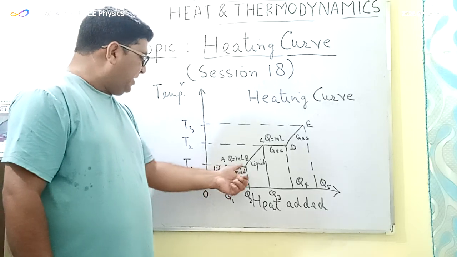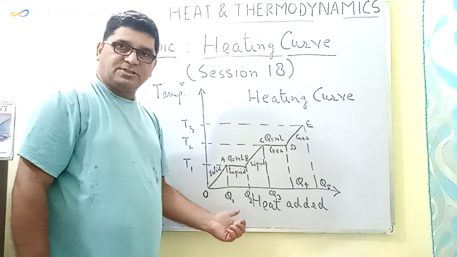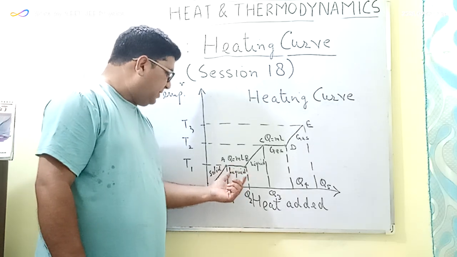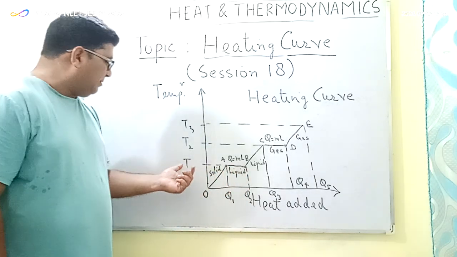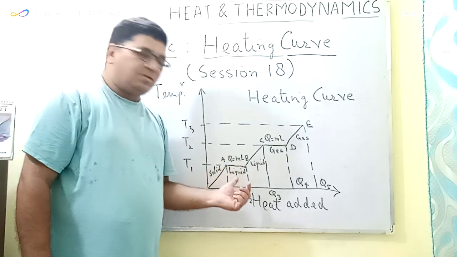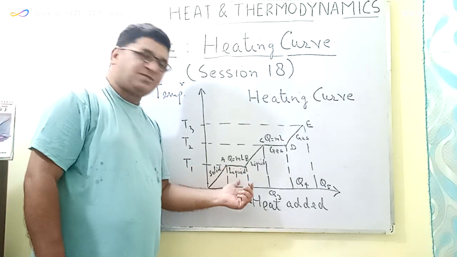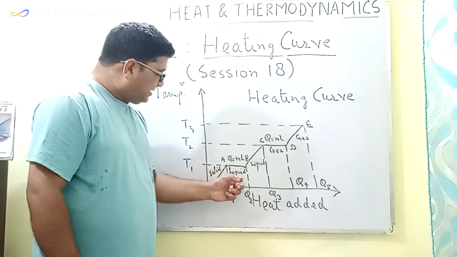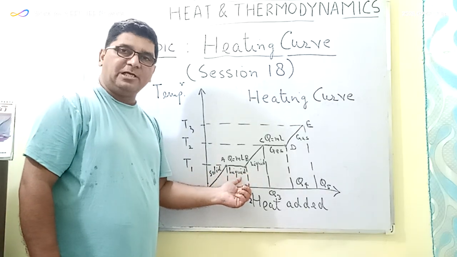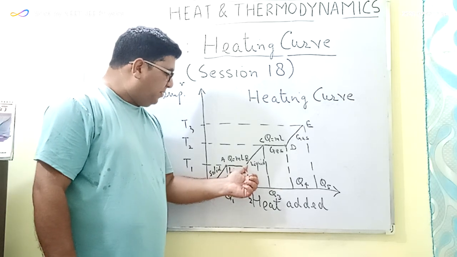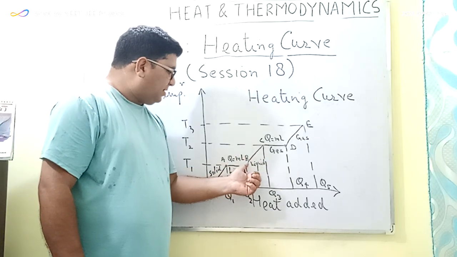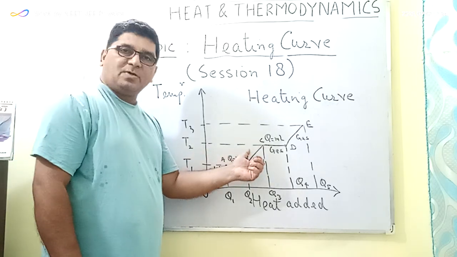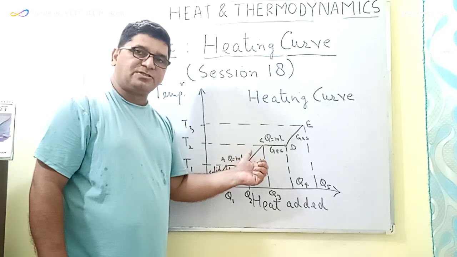Now from this point A to B, there is a heat addition, and the heat addition is equal to Q2 minus Q1. Now this heat addition is taking place at the same temperature. So from A to B, this solid is basically absorbing the latent heat, and by absorbing the latent heat at the same temperature, it is getting converted into the liquid form. Now from this point B to C, the temperature of the liquid has increased from T1 to T2, and in the process this liquid has absorbed the sensible heat.